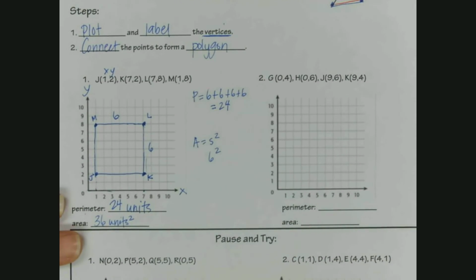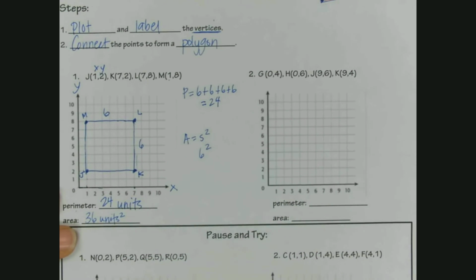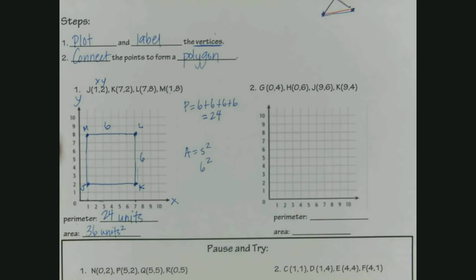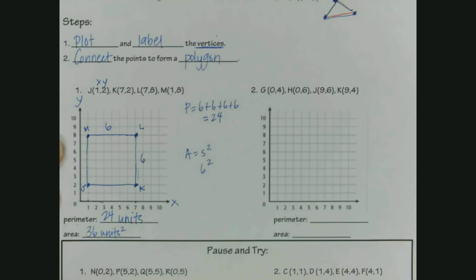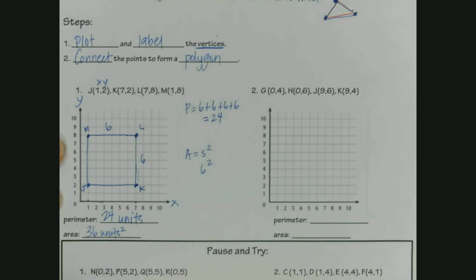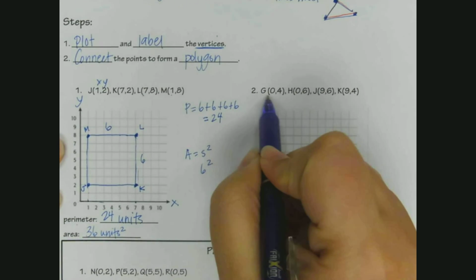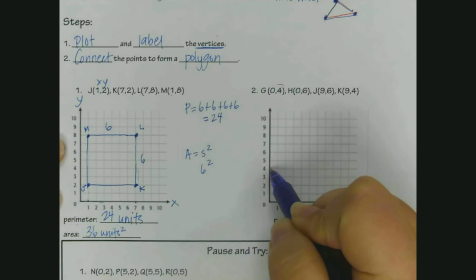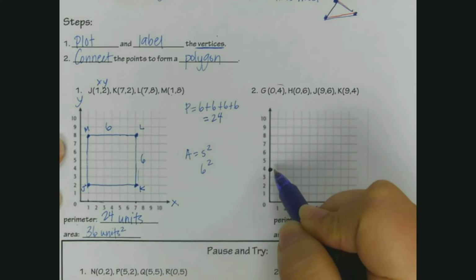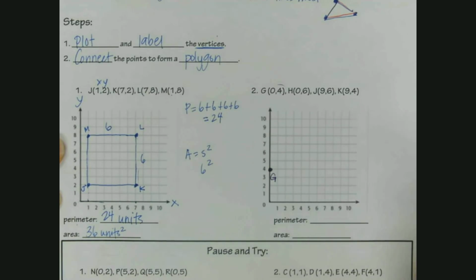Like I said, we do this about every week. You should be pros. Okay, number 2, I've got 4 points again, so it's probably going to be either a rectangle or square, some type of quadrilateral. I guess it could be a trapezoid, so that would be cool. Let's see. I'm going to switch and do purple. Okay, my first point, 0, 4. So I don't move on the x-axis. Then I go up 4 on the y. I'm going to label that one G.